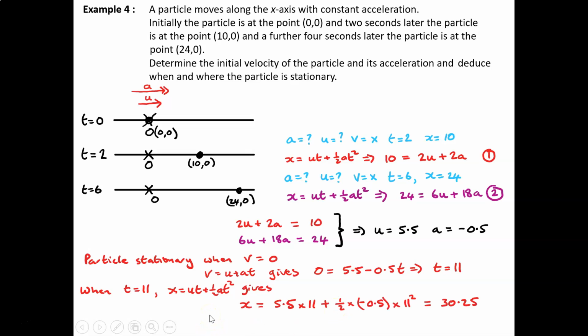We get 5.5 times 11 plus a half times minus 0.5 times 11 squared, and that works out to be 30.25 meters. So particle is stationary when t is 11, and it's at the point 30.25, 0.